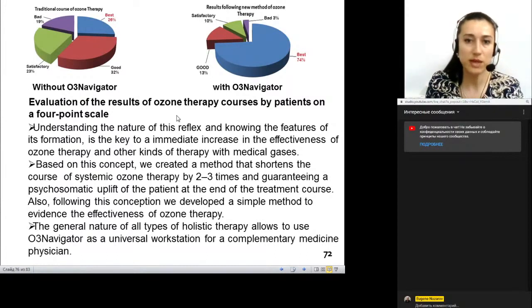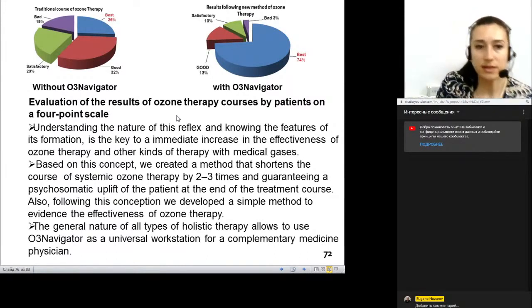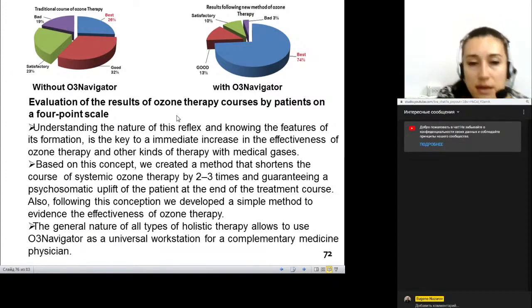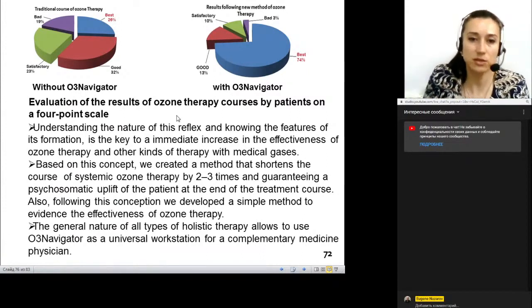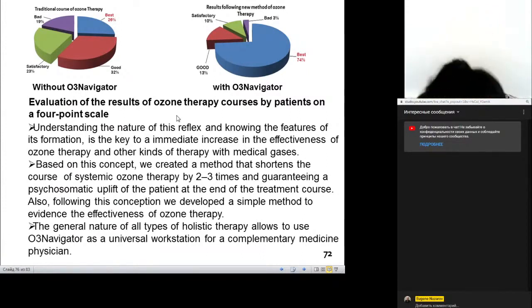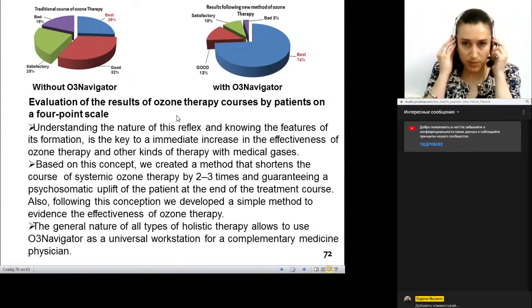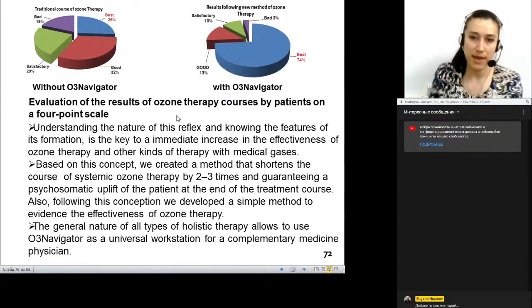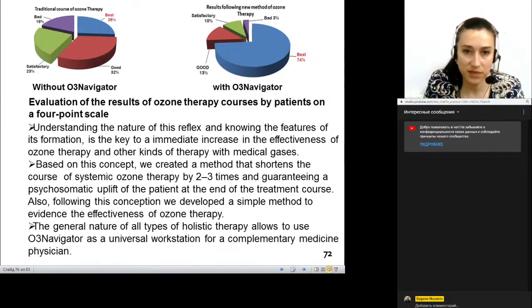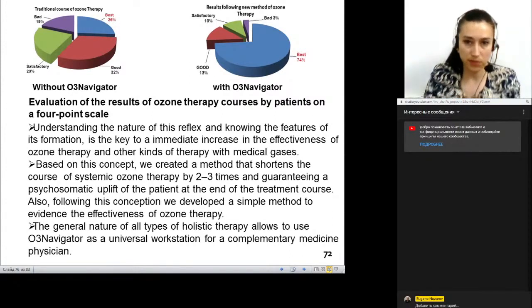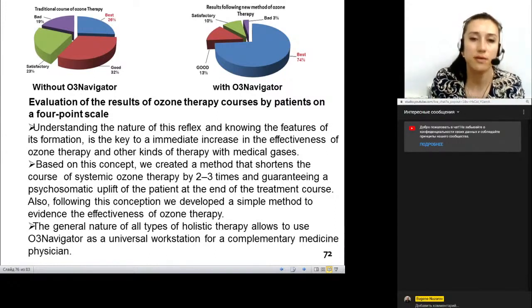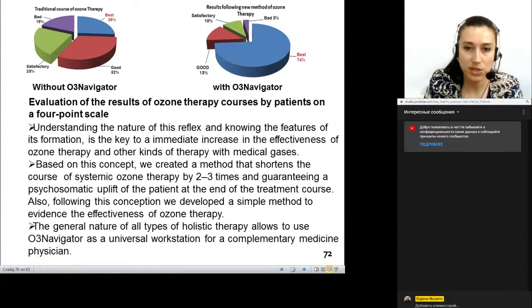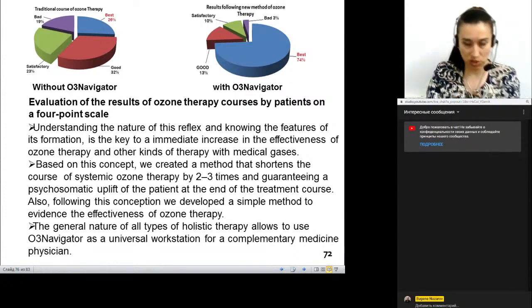Based on this concept, we created a method that shortens the course of systemic ozone therapy by 2-3 times and guarantees a psychosomatic uplift of the patient at the end of the treatment course. Also, following this concept, we developed a simple method to evidence the effectiveness of ozone therapy. The general nature of all types of holistic therapy allows us to use O3 Navigator as a universal workstation for a complementary medicine physician.